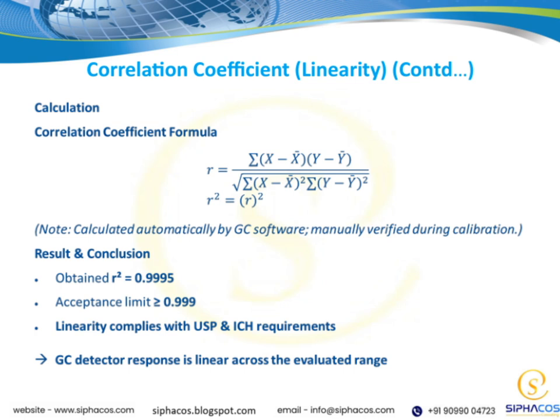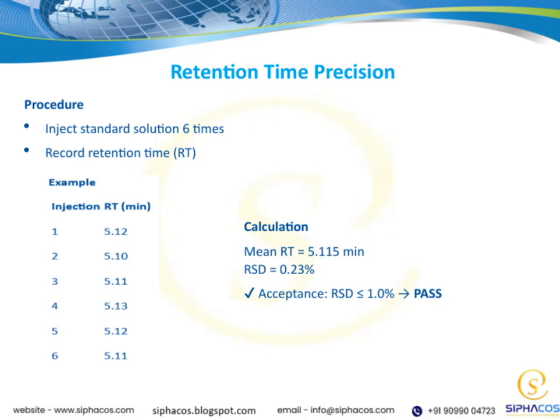Let's take a closer look at the calculation for our retention time precision. The mean retention time, or RT, is 5.115 minutes. This value represents the average time it takes for our standard solution to pass through the system during multiple injections.